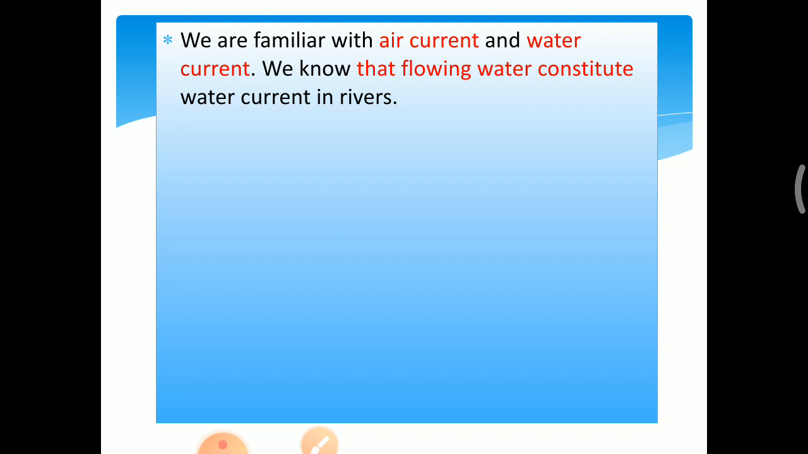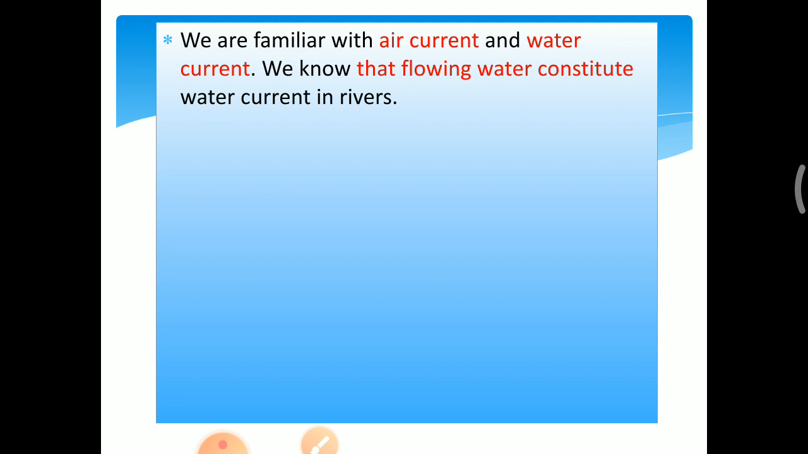We are familiar with air current and water current. What is meant by air current and water current? We know that flowing water constitutes water current in rivers. Hydro energy, tidal energy. Tidal energy is nothing but using water we can produce electricity. That is called tidal energy. So flowing water constitutes water current in a river.